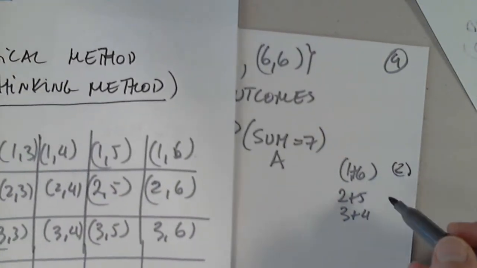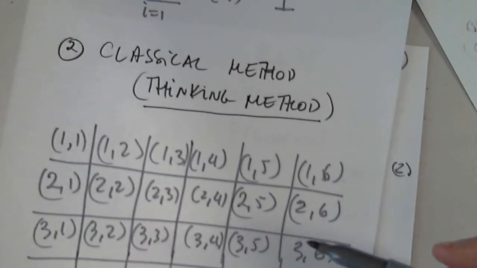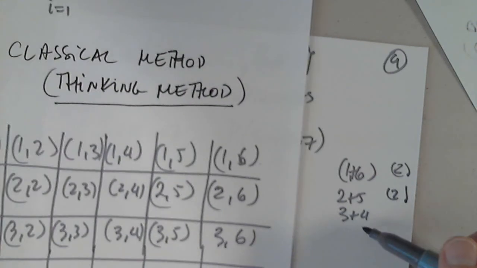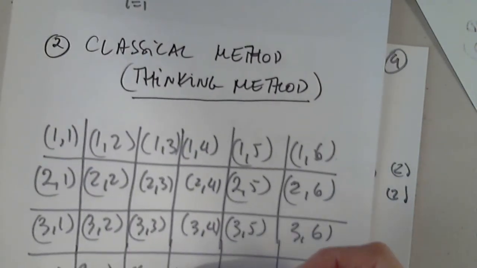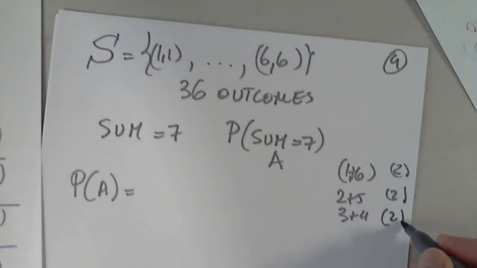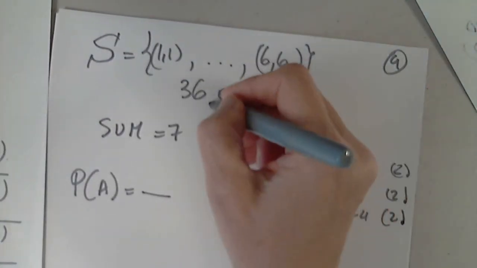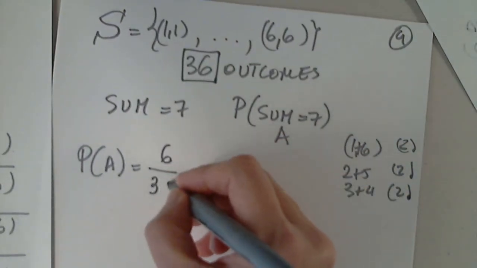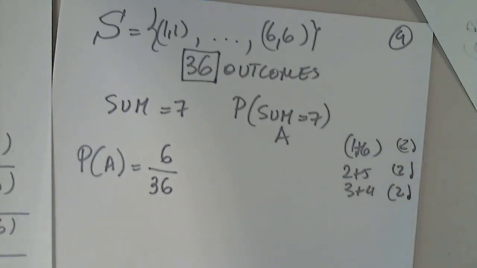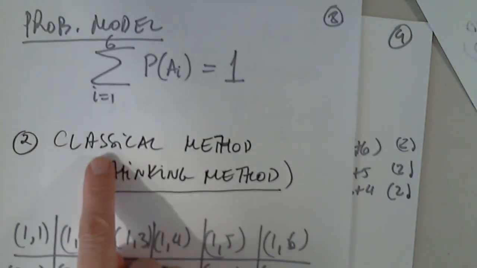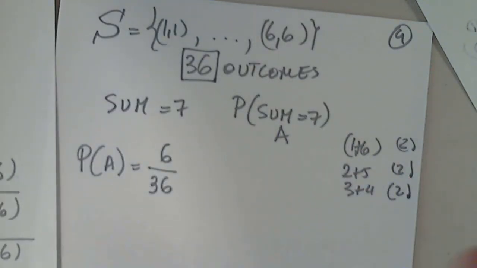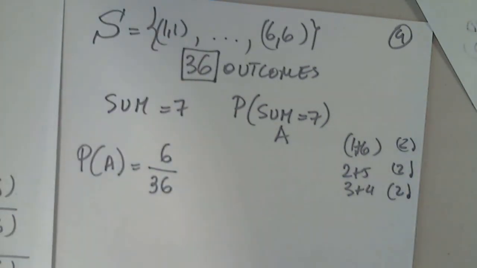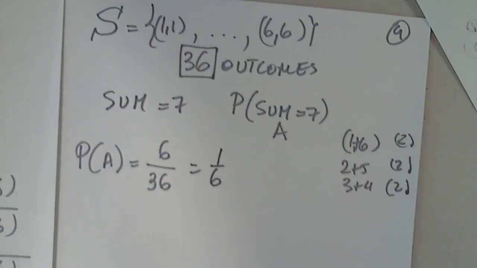So these are 2. How many possibilities do I have with 2 and 5? I have 2 and 5 and 5 and 2. So these are 2. What about 3 and 4? I have 3 and 4 and 4 and 3. So these are other 2 possibilities. I know that the total number of outcomes is 36. 2, 4, 6. 6 divided by 36. Now you understand why I call this the thinking method, or classical. Because I don't perform the experiment. I just think of what possibilities are there to determine this. When I simplify, this is 1 divided by 6.